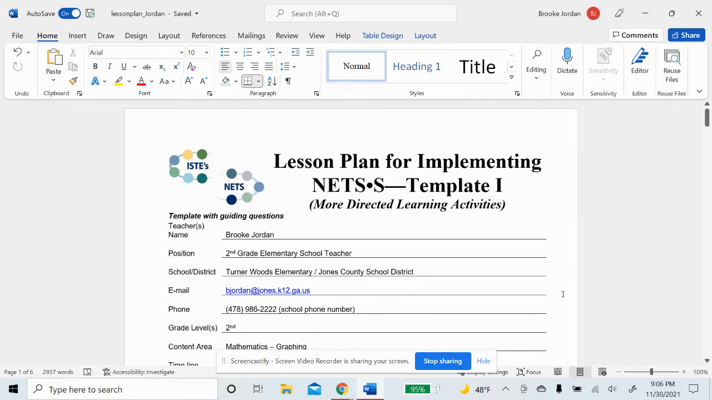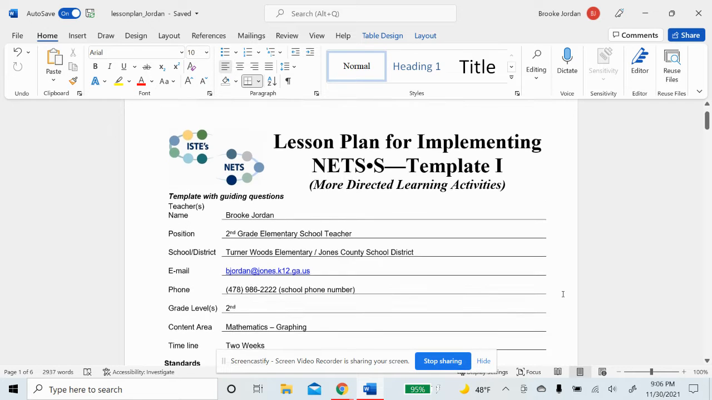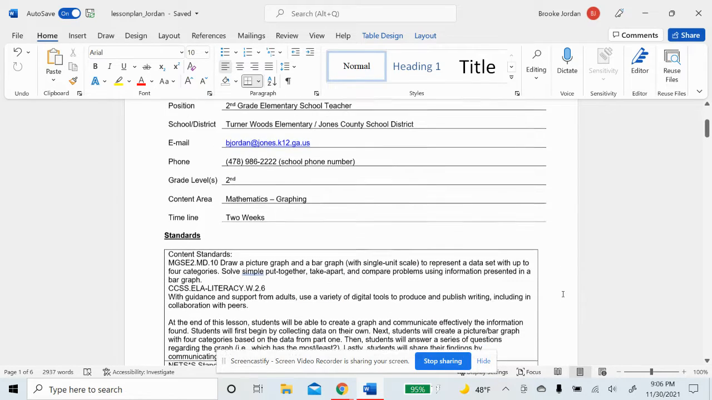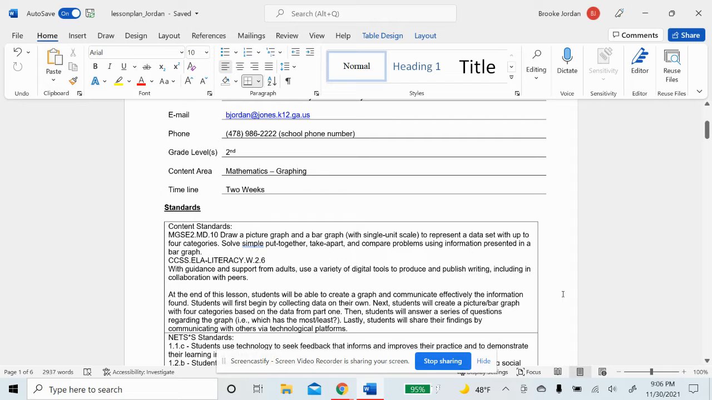This is my lesson plan for implementing a digital lesson. I chose to do second grade, focusing on mathematics and graphing. The two content standards I focused on come from math. It says draw a picture graph and a bar graph to represent a data set with up to 4 categories. Solve simple put together, take apart, and compare problems.